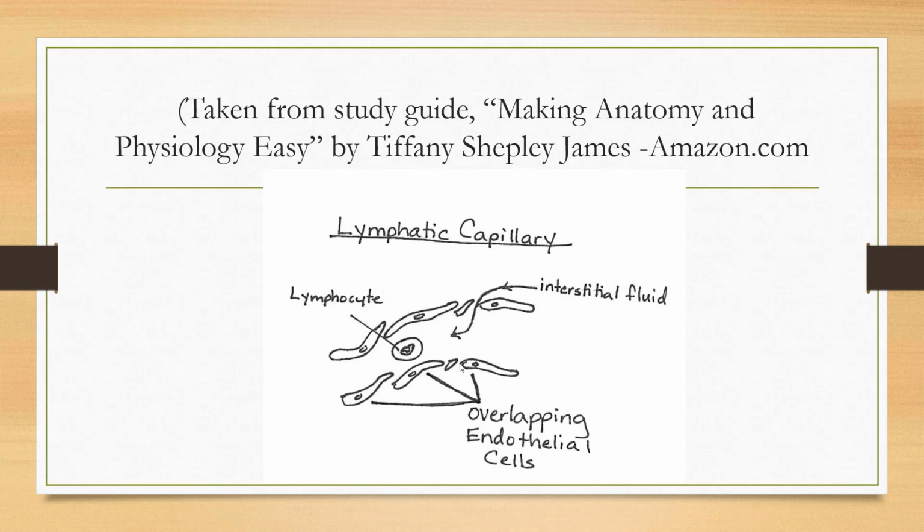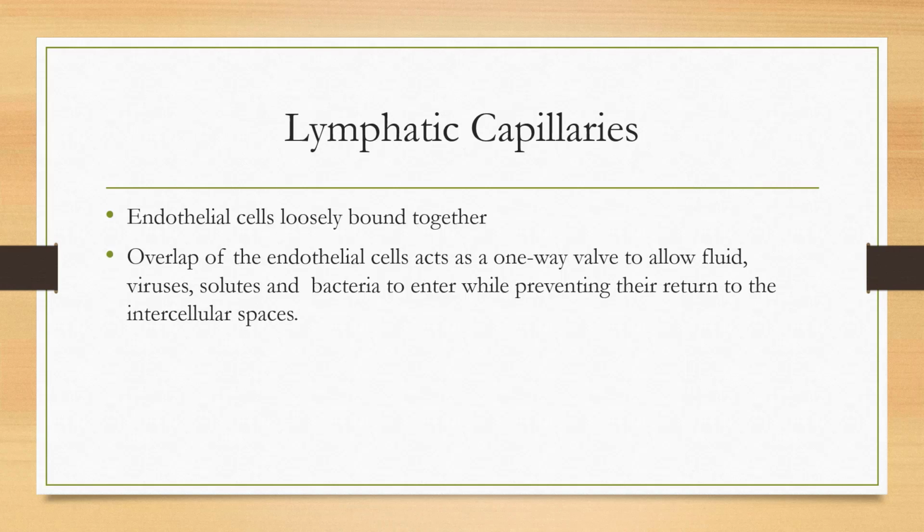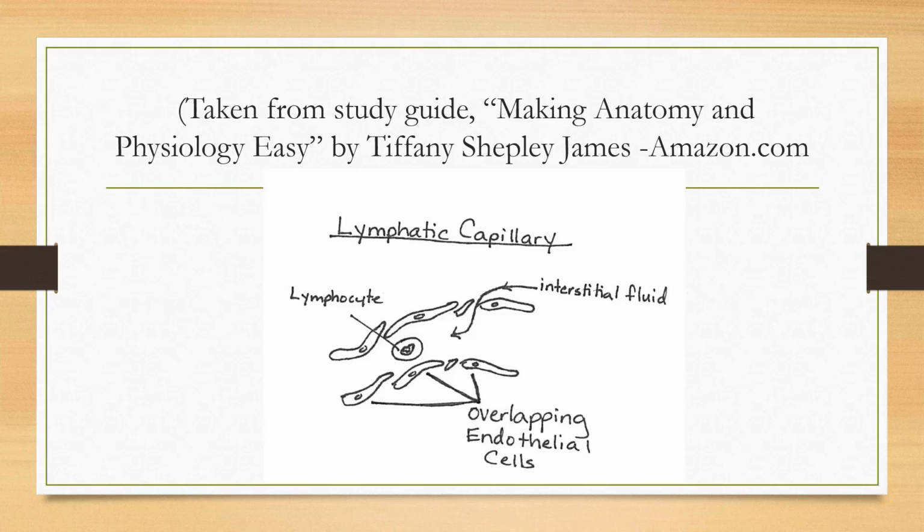There's even some that we talk about in the digestive system known as lacteals. These are going to transport lipids absorbed by the digestive tract. So here's what we just talked about when we looked at that image. The endothelial cells loosely bound together, giving us those little gaps, which are one-way valves. So we can have those things, those viruses, bacteria, solutes, proteins enter, but prevent them from returning to the intercellular spaces, which is pretty awesome.